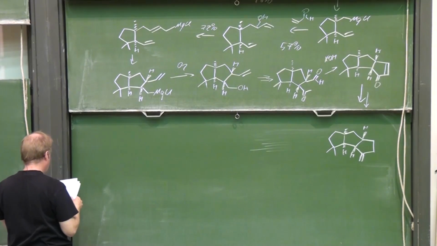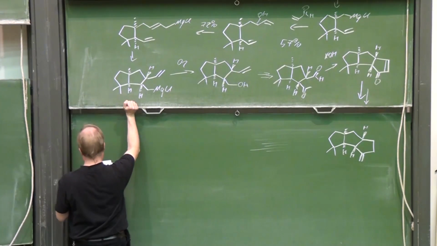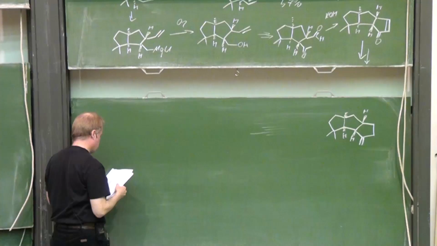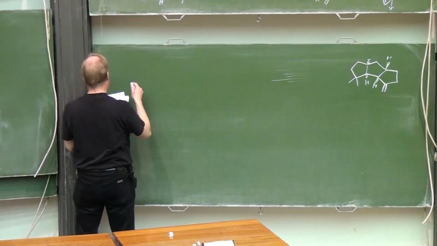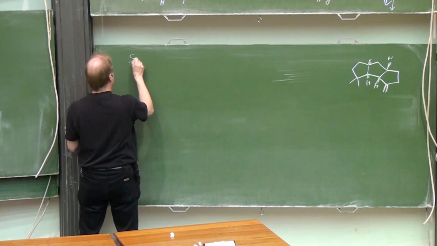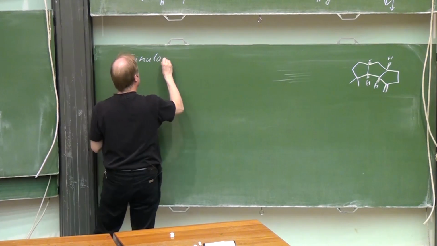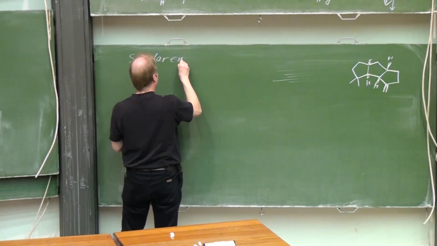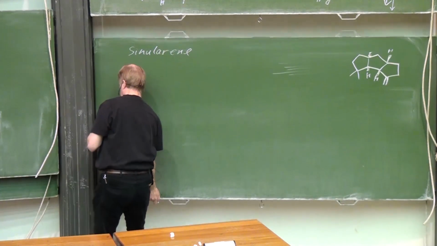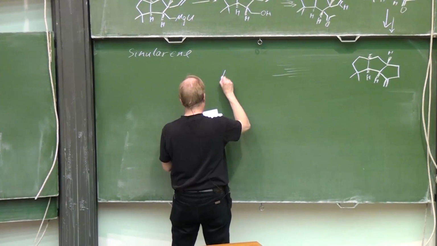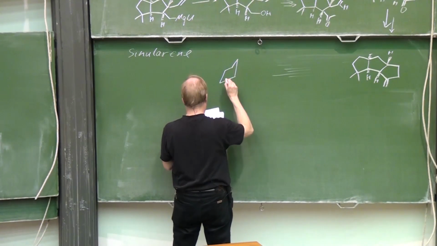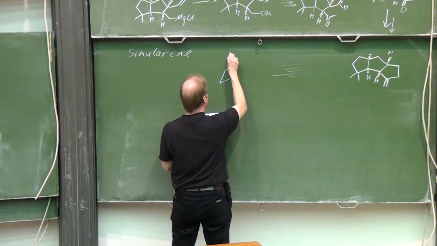So, one last natural product synthesis from Oppolzer's group. Once again, a strange name, sinularine. The structure of the target compound is this.